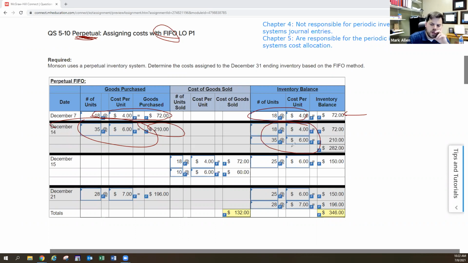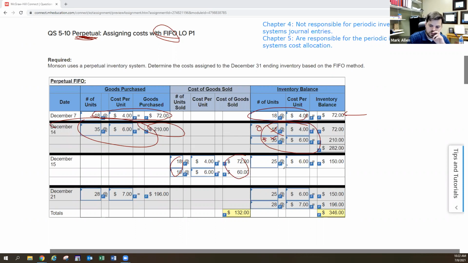So here we go. Under FIFO, we have to make the sale from the first units in first, and we can tell that we sold 28 units. So the first 18 come from here, so there are 0 left. And then the next 10 come from here. That means there are 25 of these left. So we've got the 18 at 4, the 10 at 6, that's the 132 right here.